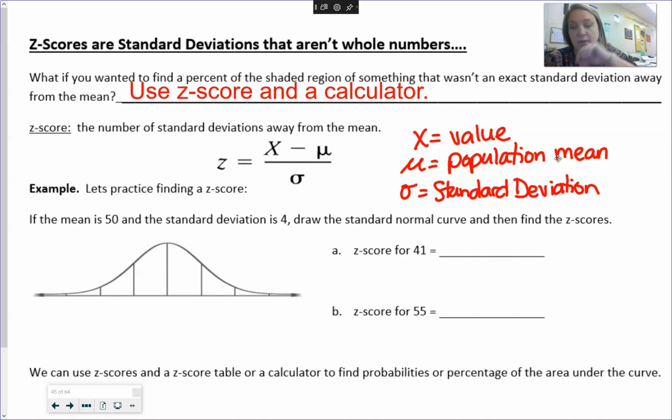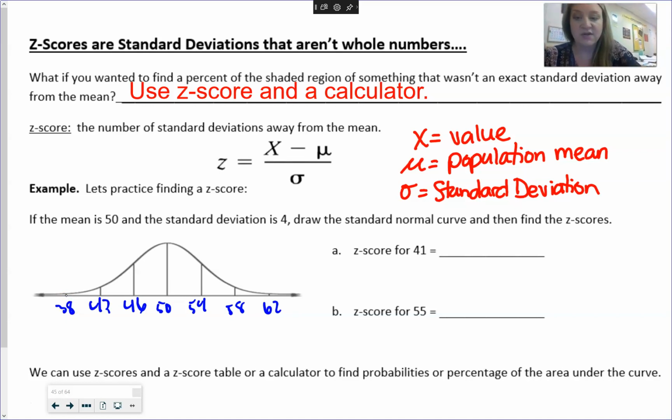Okay, so let's practice by just finding a z-score. If the mean is 50 and the standard deviation is 4, draw the standard normal curve, and we're going to find the z-scores that match. 50 is the mean, so 50 goes in the middle. Then if our standard deviation is 4, we go up by 4: 54, 58, 62, and we go down by 4: 46, 42, and 38. Remember, we go 3 above and 3 below.